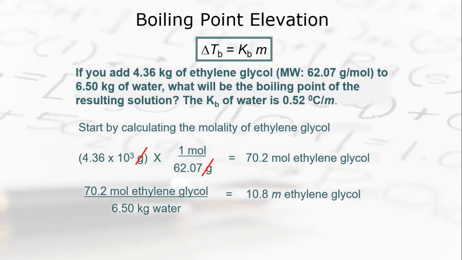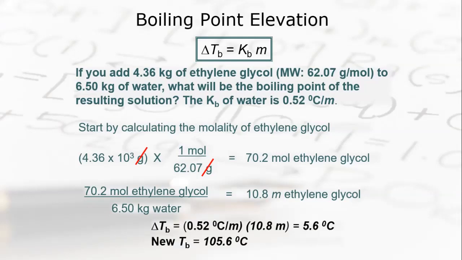All right, but we're not done yet. We're just trying to calculate the molality. We want to find out what is the change in the boiling point. Remember that the equation gives us delta T, in other words, the elevation of the boiling point. It doesn't tell us what the boiling point is, it just tells us what the change is. So you have to know what the normal boiling point is anyway, which for water is 100, right?